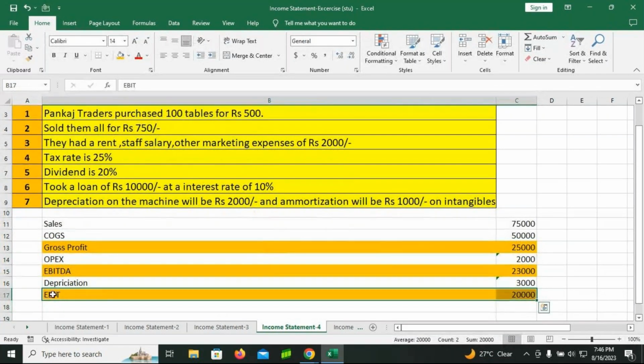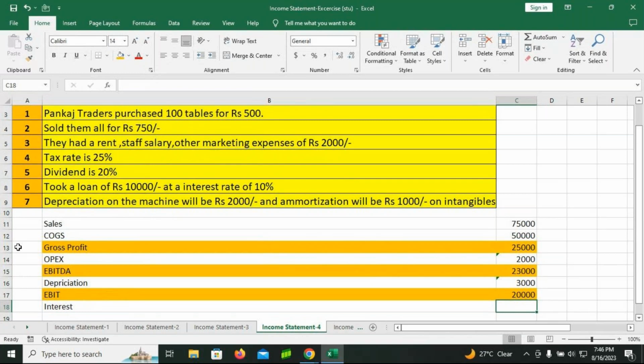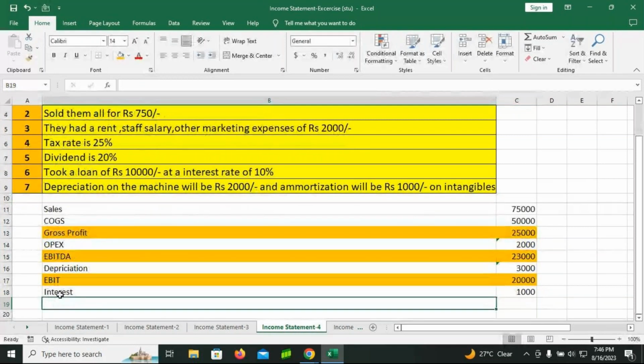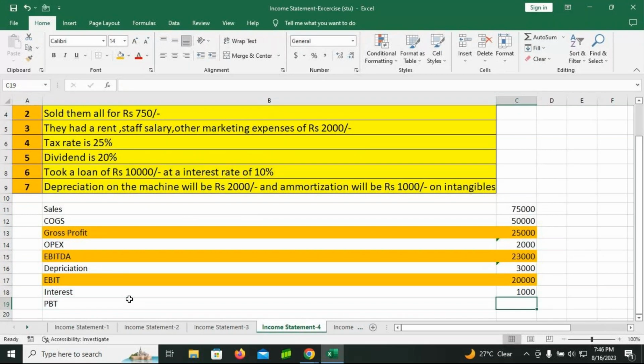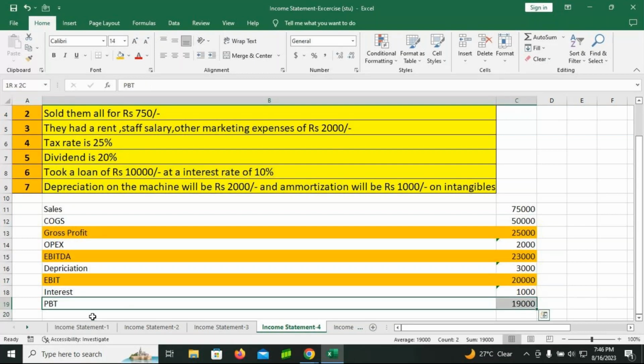Next, interest I have to calculate. How much are they telling? I have taken a loan of rupees 10,000 for which I am paying interest of 10%. So 10,000 into 10% is 1,000. Interest is 1,000. Now I have to calculate PBT, that is profit before tax, equals 20,000 minus 1,000. This is my PBT.